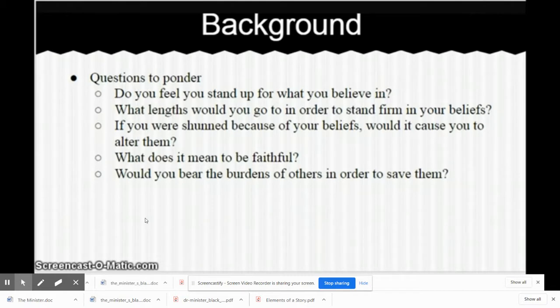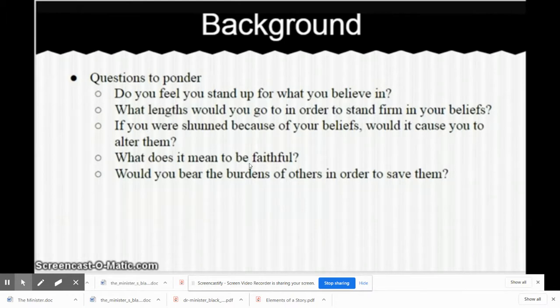Now, let's look at some background. Here are some questions I want you to ponder before we start reading. Do you feel you stand up for what you believe in? What lengths would you go to in order to stand firm in your beliefs? If you were shunned because of your beliefs, would it cause you to alter them? So, if friends or family members ignored you and told you never again to have any interaction with them, that's called to be shunned because of what you believed in. Would you change your beliefs? Alter means to change. Would you change your beliefs in order to be accepted?